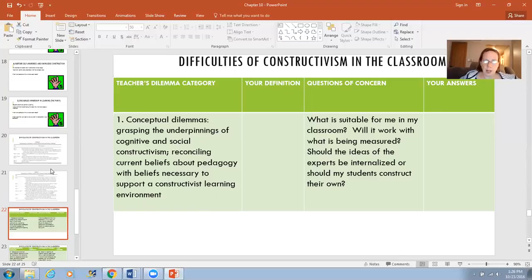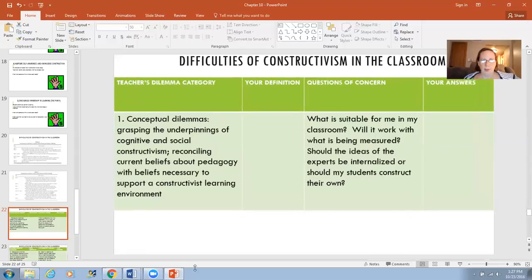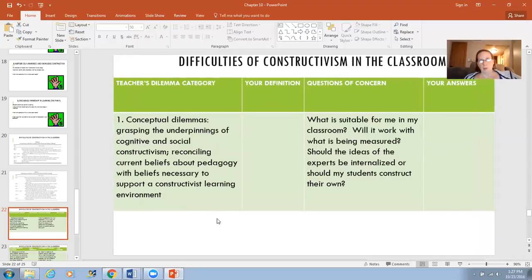So there are 4 types of dilemmas that happen with constructivism in the classroom. I didn't want to forget anything. So the 4 types of dilemmas are conceptual, pedagogical, cultural, and political dilemmas. And we're going to go through each one in turn. We're going to start with conceptual dilemmas.